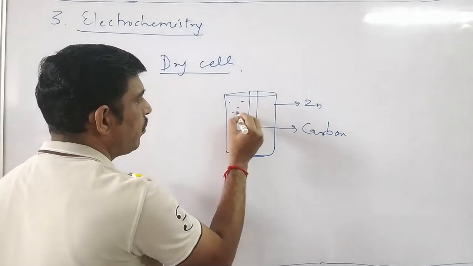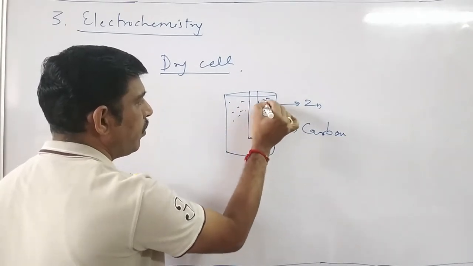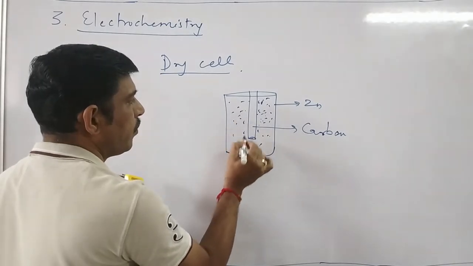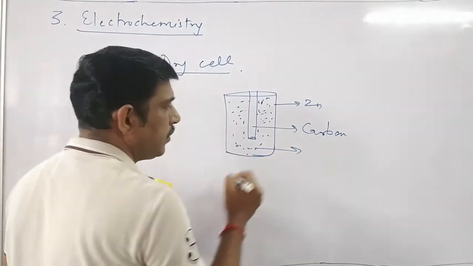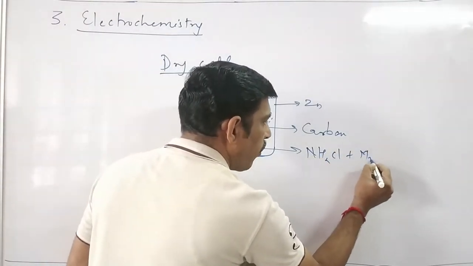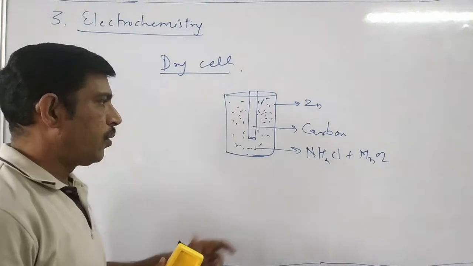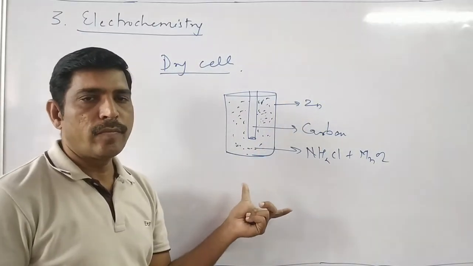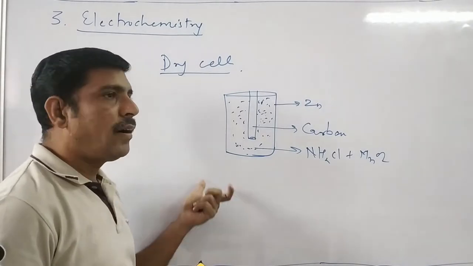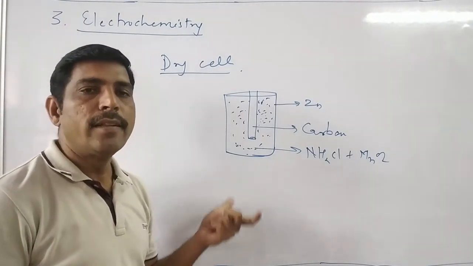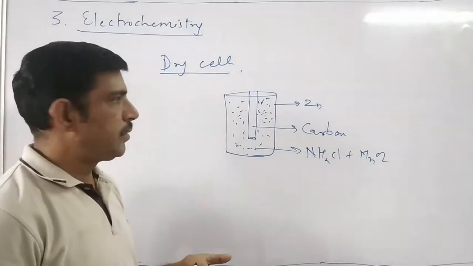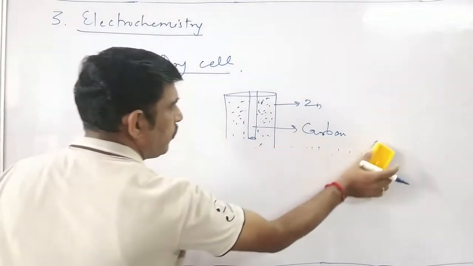Then there is a mixture of chemicals that surrounds this carbon rod or graphite rod. This is the mixture of ammonium chloride plus manganese dioxide. Okay. So these are the different chemicals. They undergo a spontaneous reaction, and due to this spontaneous reaction, electric current is generated. That is, electric energy is formed, and that is used for different purposes.